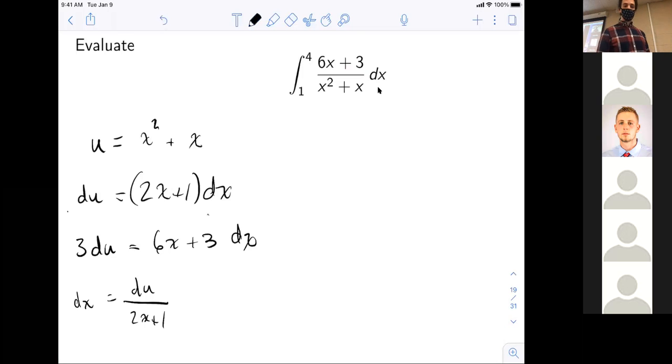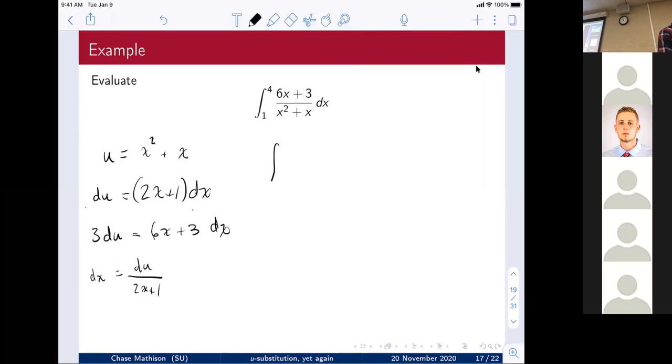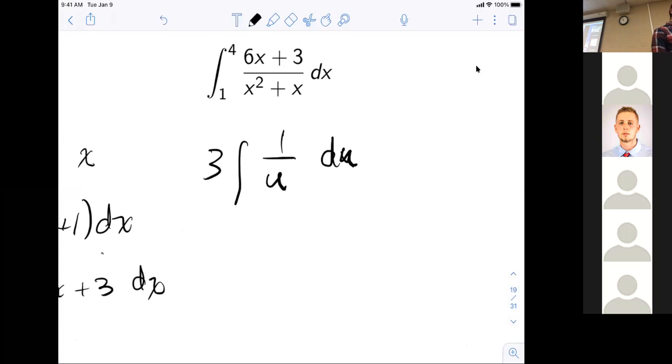Okay? So this becomes the integral from somewhere to somewhere. We're going to find that out in a second. But 6x plus 3 dx, that is 3 du. Or I'll pull the 3 out in front. And then times 1 over x squared plus x. Well, that's 1 over u du, right? Okay, and now I just need to know what are the new bounds on my integral.